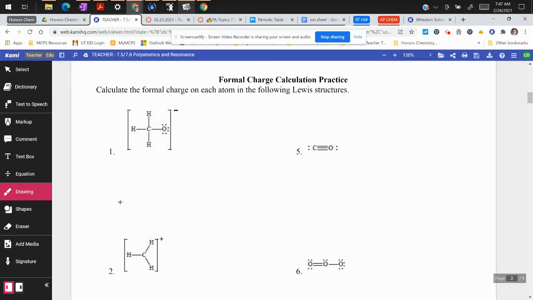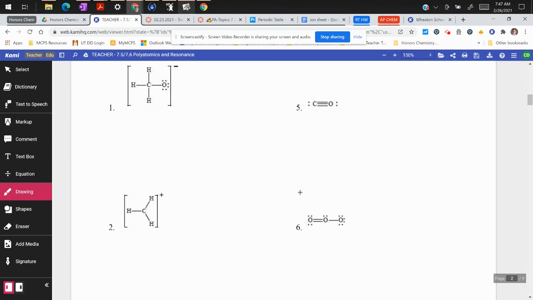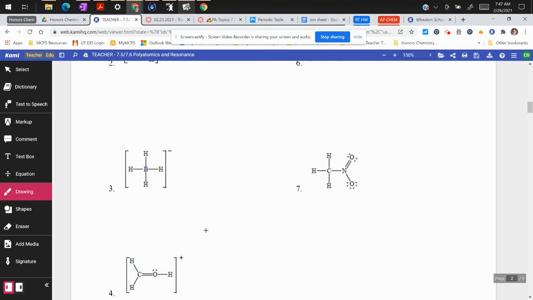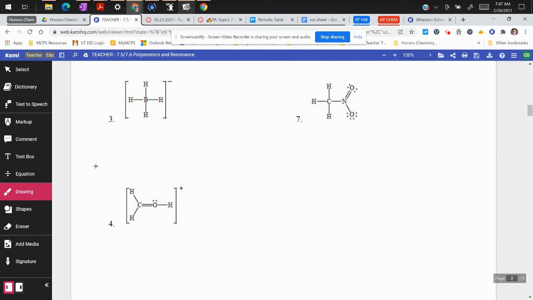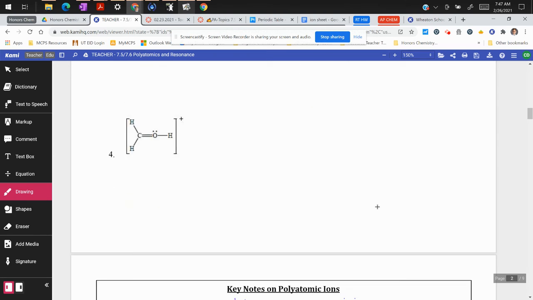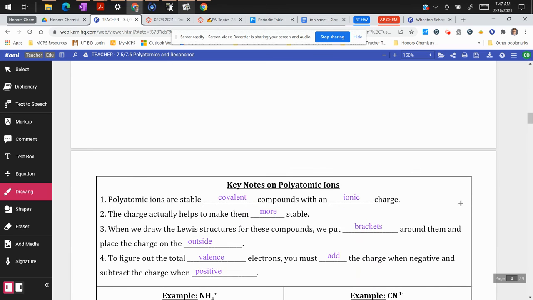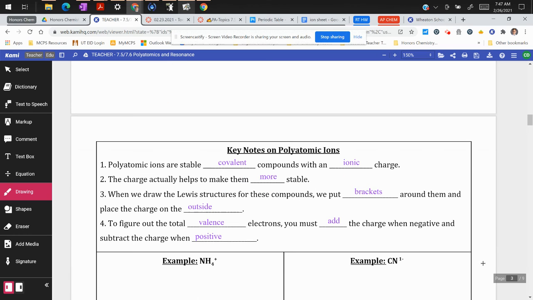I recommend going through and practicing calculating formal charge on this sheet before moving on to polyatomic ions. I would pause the video now. Okay, welcome back. I'm not going to go over the answers in this video, but if you would like some support, come see me for additional help. We're moving on to polyatomic ions.